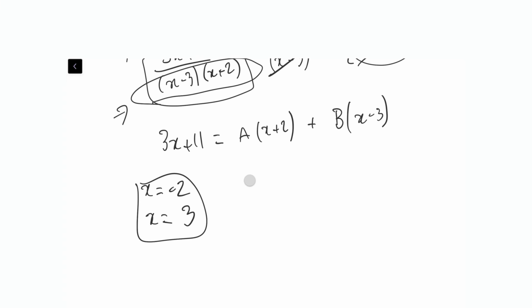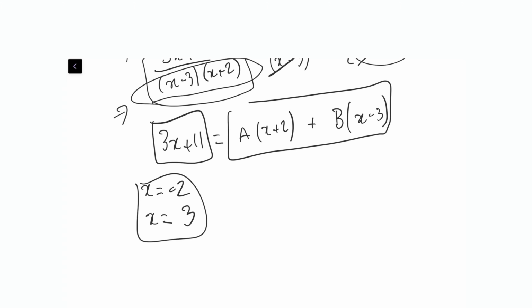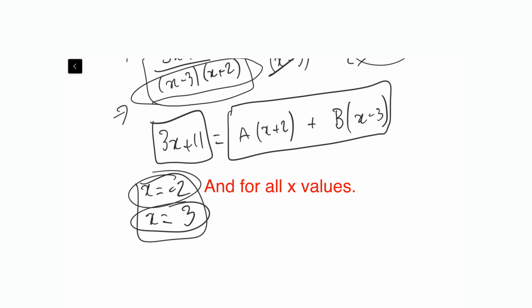What we could say here is that we know this is the numerator, and it's equal to this expression. That means that for each value, x equal to negative 2, x equal to 3, they have to be equal. This equation has to hold. So let's plug in a value and proceed with this.